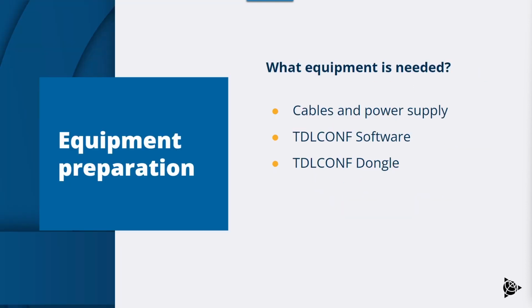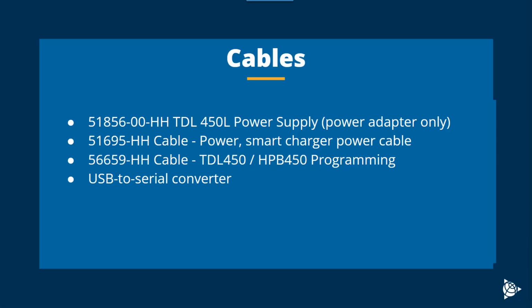To configure the TDL450 radios, we need a programming cable and power supply, TDLCONF, which is the software used to configure the radio, as well as a dongle to allow programming transmit frequencies. The following cables are required, which include the power adapter to SAE connector, the cable from mains power to the power adapter, and the programming cable, which are all available from the store.